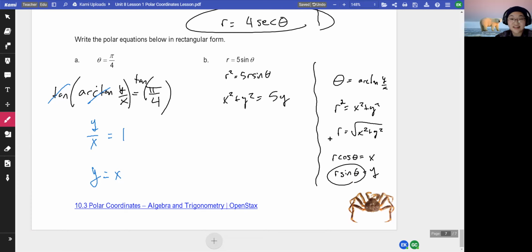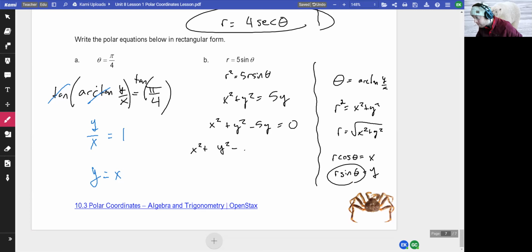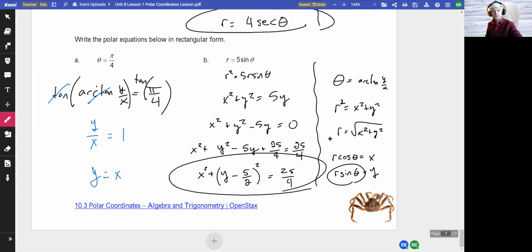Do you know what that is? I'm going to take you through a real quick geometry lesson. I'm going to subtract that 5y. Now we're equal to 0. And I'm going to complete the square in y. I'm going to divide -5 by 2, -5 halves, square it, 25 fourths. Add that to both sides. And now I've got a perfect square trinomial, y minus 5 halves squared equals 25 fourths. Does that look familiar?